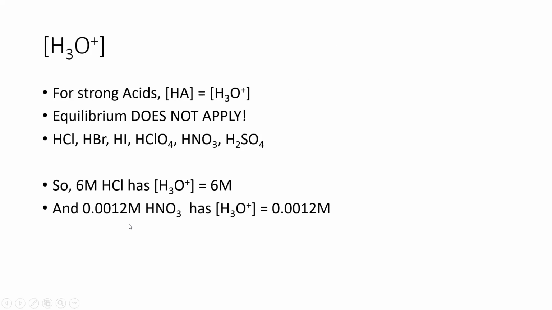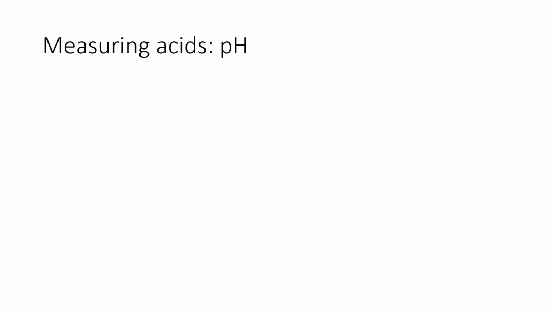If I have a 0.0012 molar nitric acid, that solution has 0.0012 molar hydronium ion. So why are we focused on this hydronium? Because the way we measure how acidic something is is by the pH.